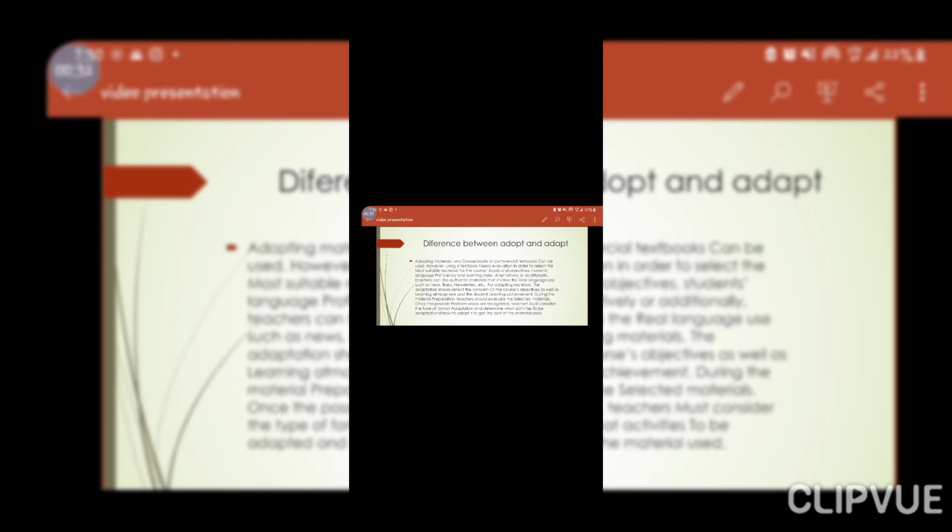But the difference between adopt and adapt in course books or commercial textbooks is measurable, because the goals and objectives of the students' language proficiency and learning styles are related to it. Teachers can use authentic materials that involve real language, such as flyers and news texts, and also adapting materials. All of this shapes the learning atmosphere and student achievement.